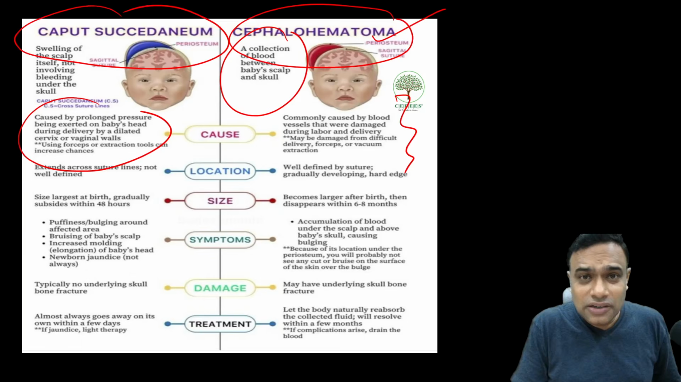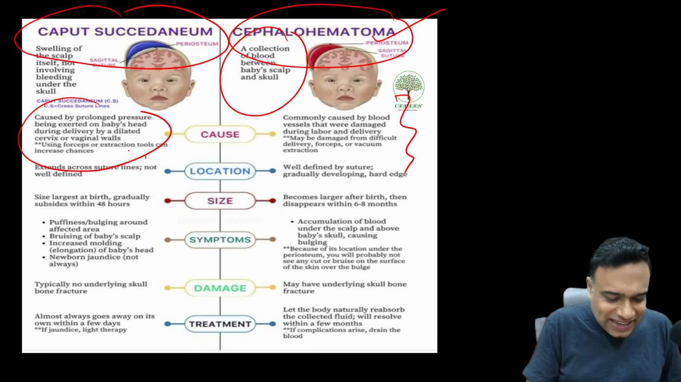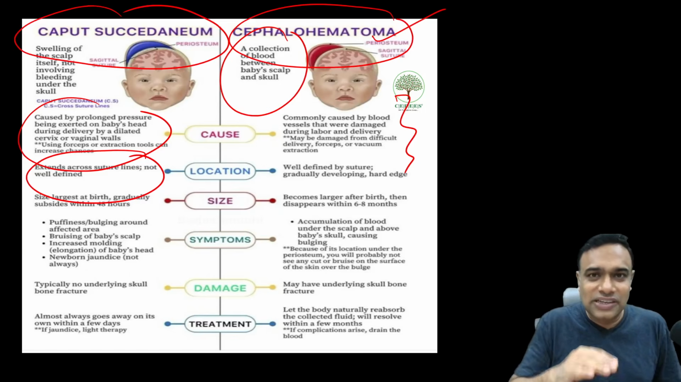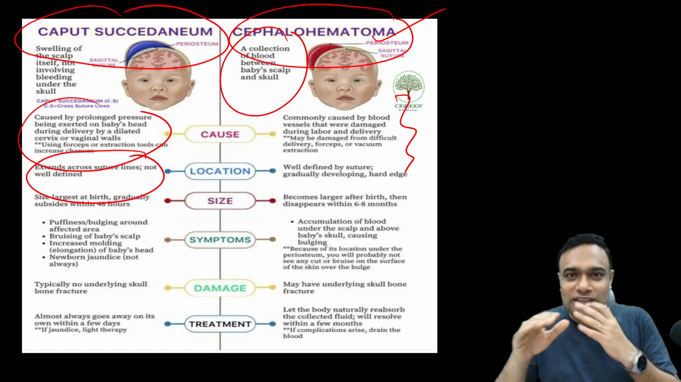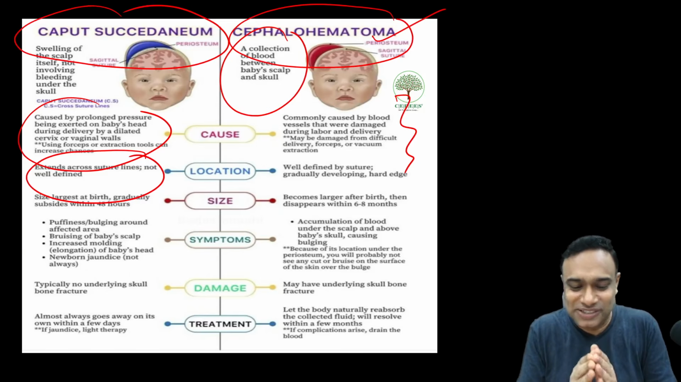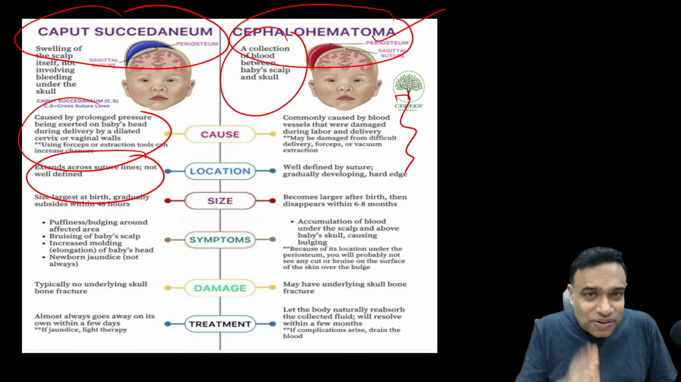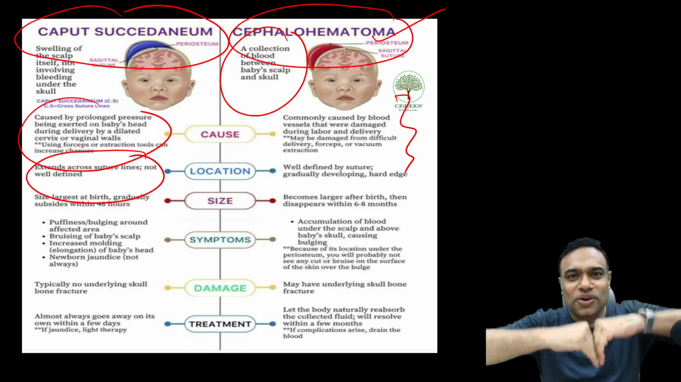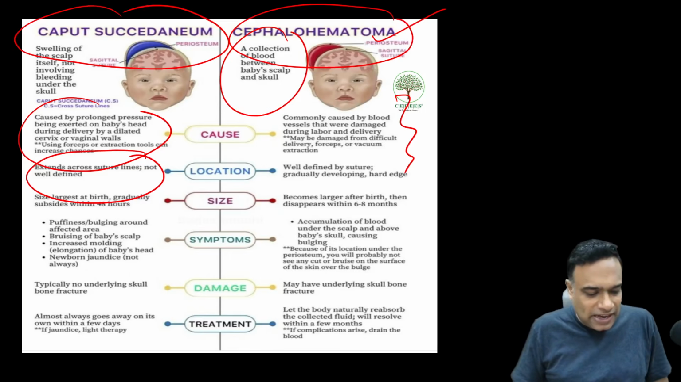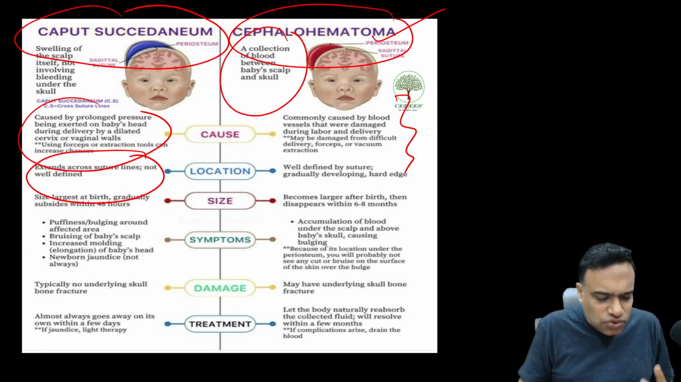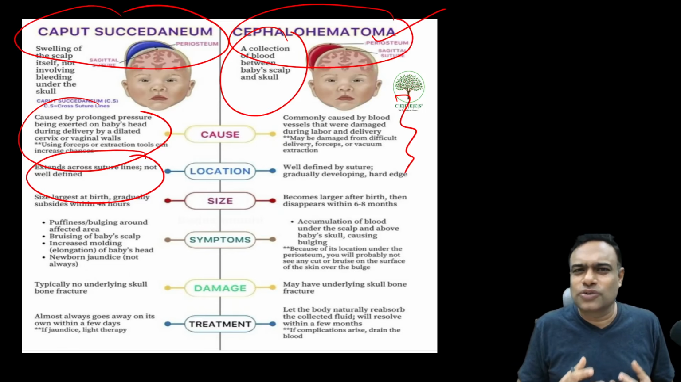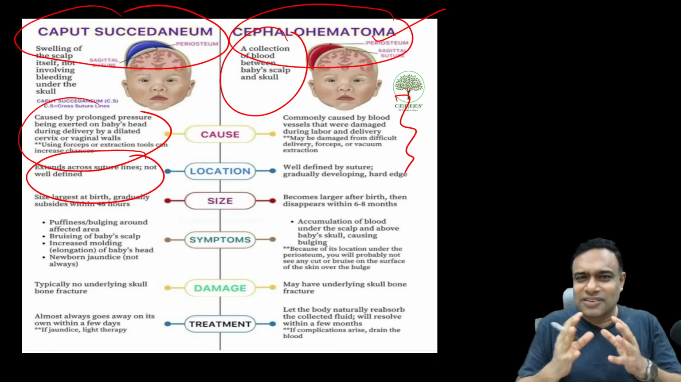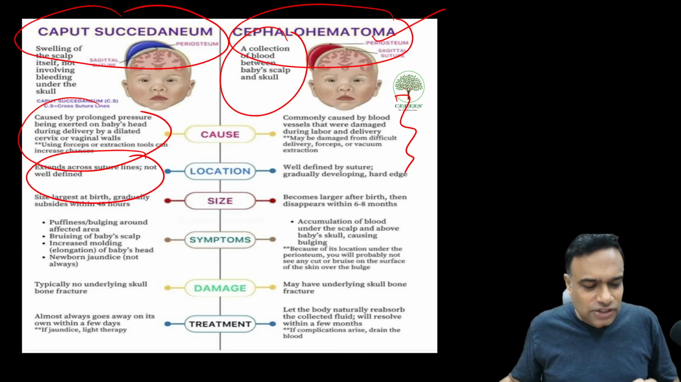Now here, a very important difference is that it can extend across the suture lines. Why? A caput succedaneum can extend across the suture lines because it is not bound by the periosteum. A cephalohematoma can never cross the suture lines because your periosteum goes deep down into your sutures, right? And you don't have to worry because usually within a period of 48 hours or so, the child will be fine. You'll just have that lump there and slowly it will resolve and the body will take it off. So this is the difference.